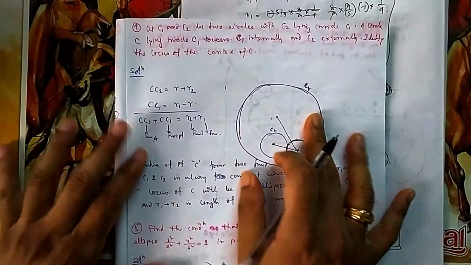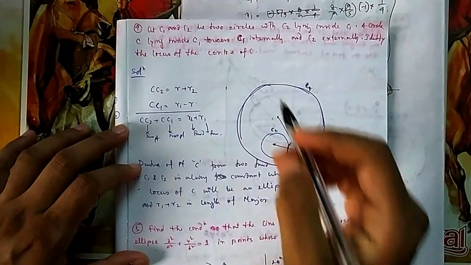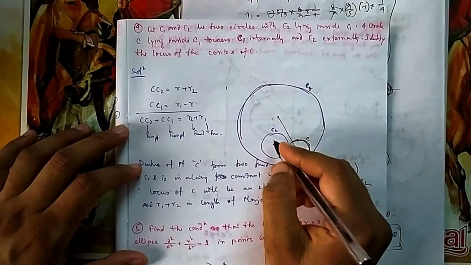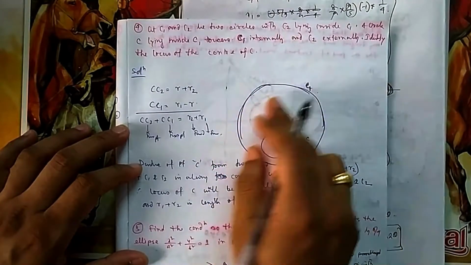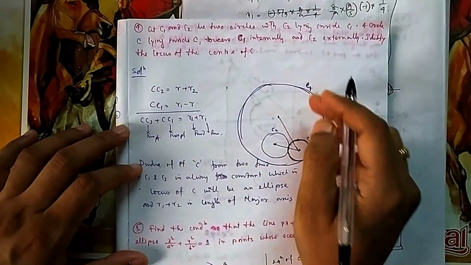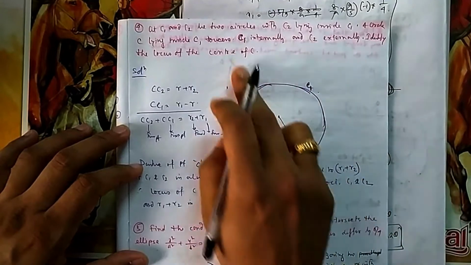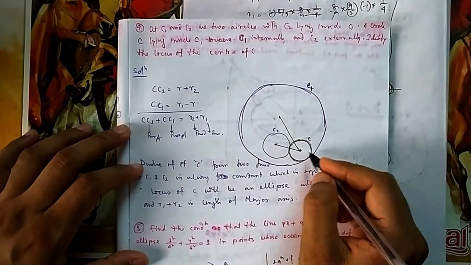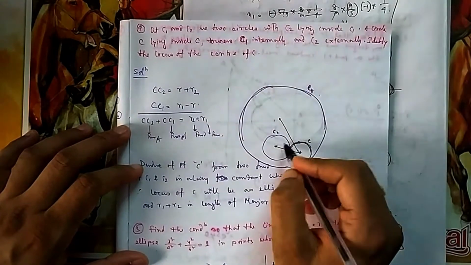Now if you come to question number 4, let C1, C2 be circles with C2 lying inside C1. C2 is lying inside C1. So C2 is inside, C1 is outside. A circle C lying inside C1. So C is another circle which is lying inside C1. C touches C1 internally and C2 externally.